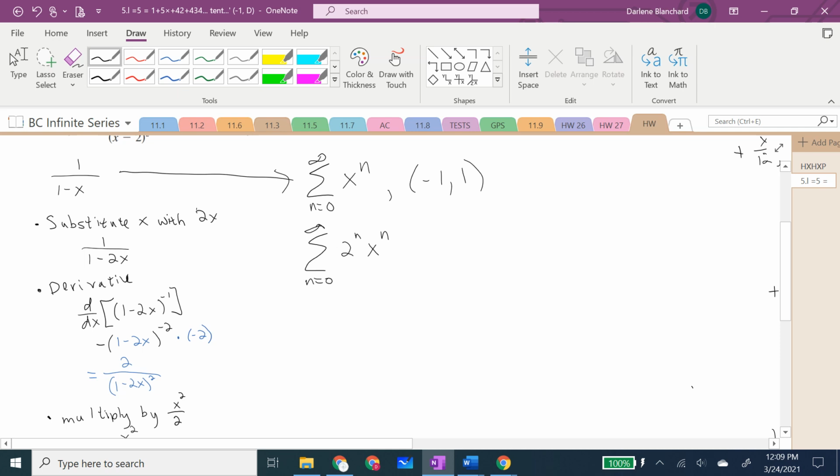And what I'm doing is changing my radius from being x to being 2x. So absolute value of 2x less than 1 will cause convergence. That means that between -1/2 and +1/2, I will get convergence. My radius of convergence has now changed to 1/2. Then the derivative must be taken.